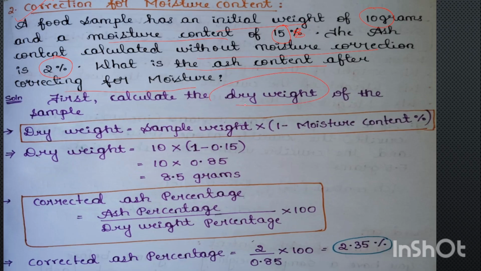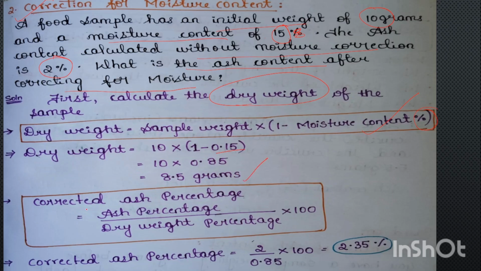First we need to calculate the dry weight of the sample. The formula for the dry weight is equal to sample weight times (1 minus moisture content in percentage). Here they gave the moisture content as 15%. We need to convert it into a fraction, that is 0.15. Dry weight is equal to 10 times (1 minus 0.15). Then we get the dry weight as 8.5 grams.